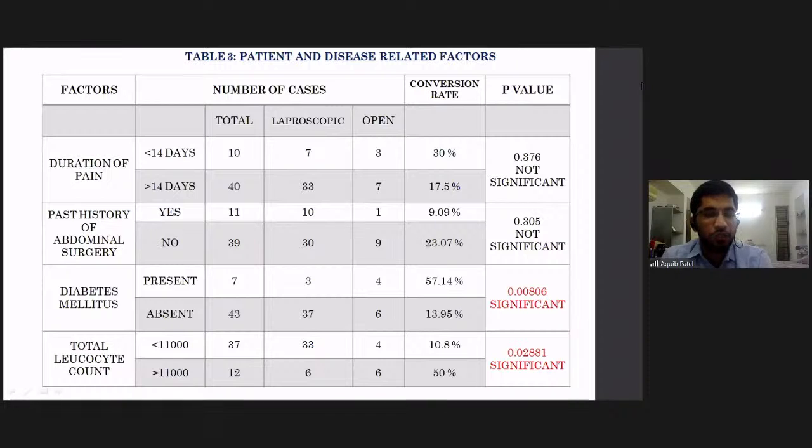Duration of pain shows whether it is an acute or a chronic condition. Past history of abdominal surgery shows whether there may be intraoperative adhesions. Diabetes mellitus is more of a condition with infection, which leads to increased conversion rate. Increased total leukocyte count gives an indication of more infection, which causes a higher conversion rate, and that was found significant. Next, please.